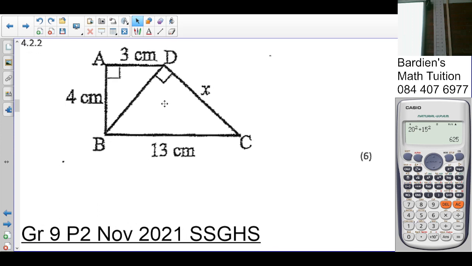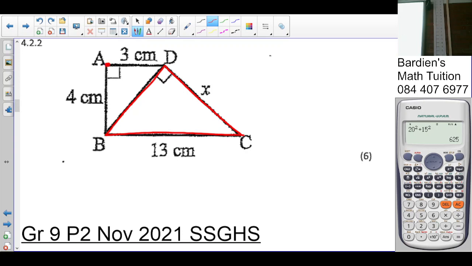4.2.2. You see where your x is lying? Far from where you need it to be? Alright, let's bring the x closer to us. So from this information here, if you look at which triangle your x is in, it's with the D, the E, and the C.